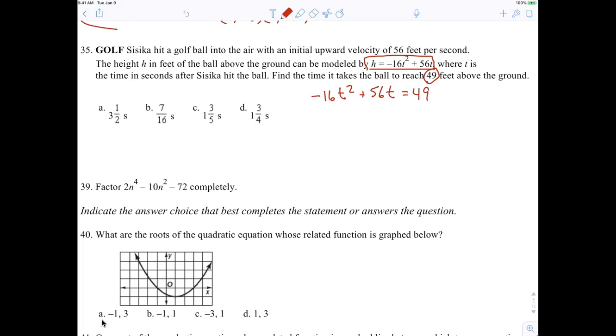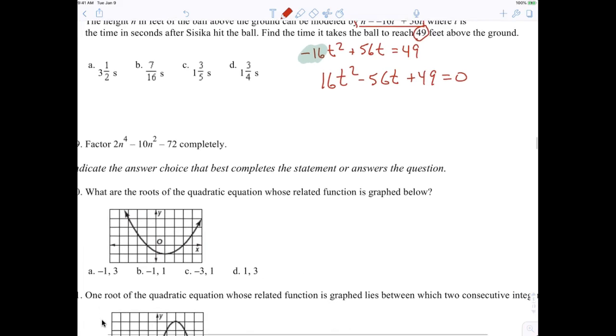So we're going to set the quadratic equal to 0. Now remember, I always say it's easier if we make the leading coefficient positive. So I'm going to move the negative 16t squared over to the right. So it's going to be 16t squared minus 56t plus 49 equals 0. Everybody okay with that? And now it's just what? Factoring.